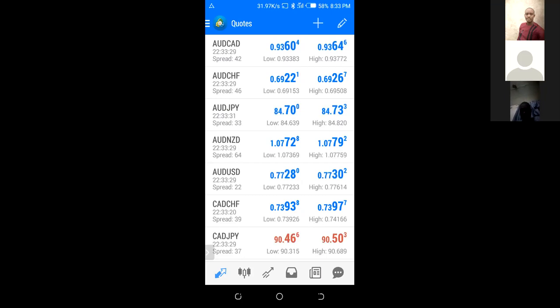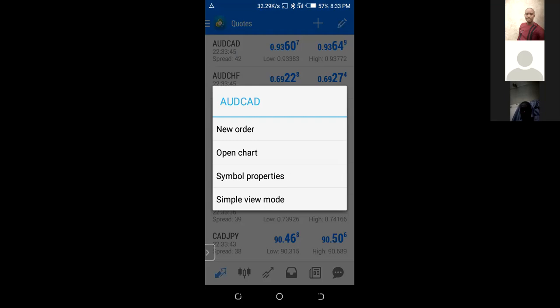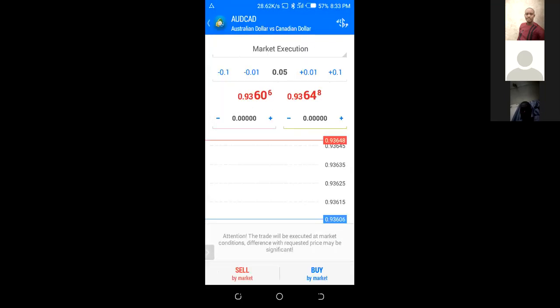Now, let's say you want to go on a buy situation on AUD card. Mr. Chimeze, hold that trade. Hold that AUD card. Just use your hand to tap it. Click on new order. Now, there are so many things here. The same spread is still showing on 0.93600 and 0.93641. Underneath, there is buy and there is sell.